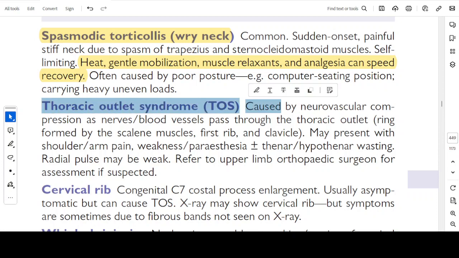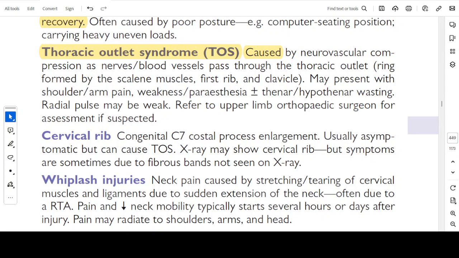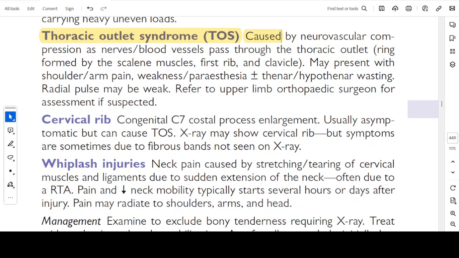Thoracic outlet syndrome is caused by neurovascular compression as the nerves or blood vessels pass through the thoracic outlet ring formed by the scalene muscles, the first rib and the clavicle. It may present with shoulder or arm pain, weakness or paresthesias plus thenar and hypothenar wasting. Radial pulse may be weak. Refer to an upper limb orthopedic surgeon for assessment if suspected.